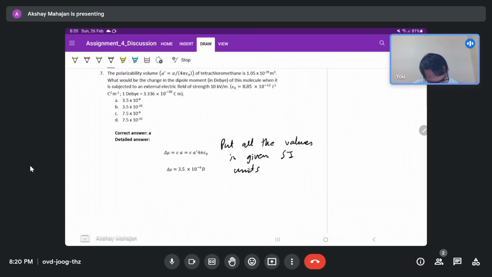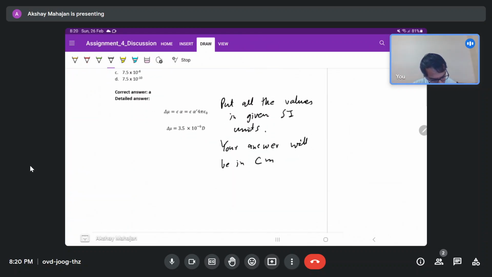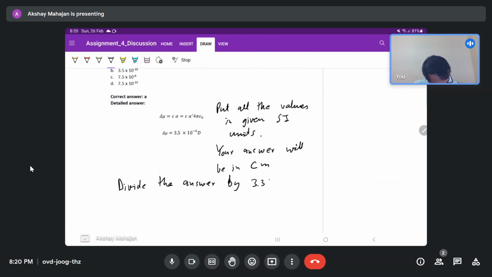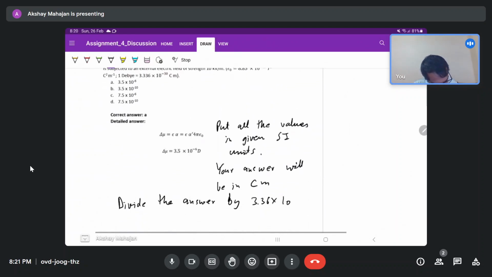All right, and your answer delta mu will be in Coulomb meter, which is for dipole moment. So divide the answer by 3.36 into 10 to the power minus 30 to convert it to Debye.